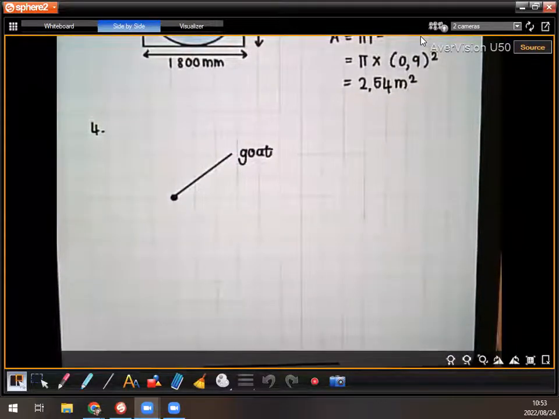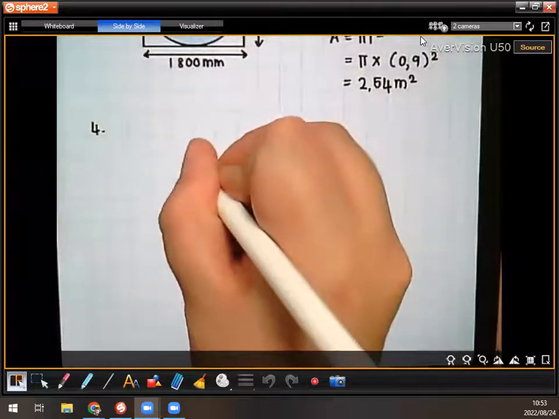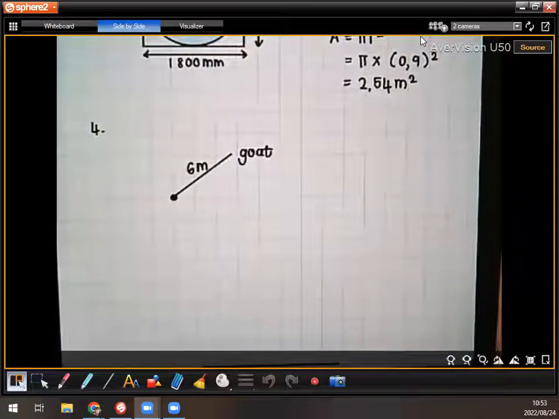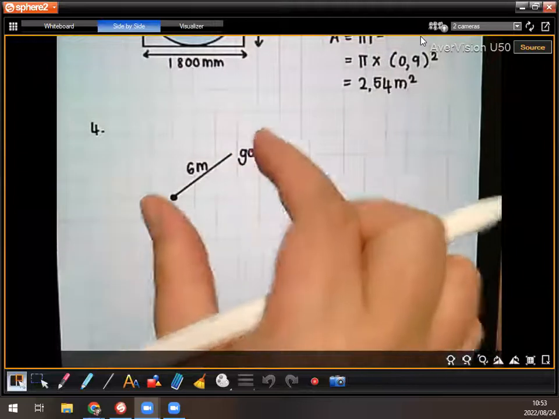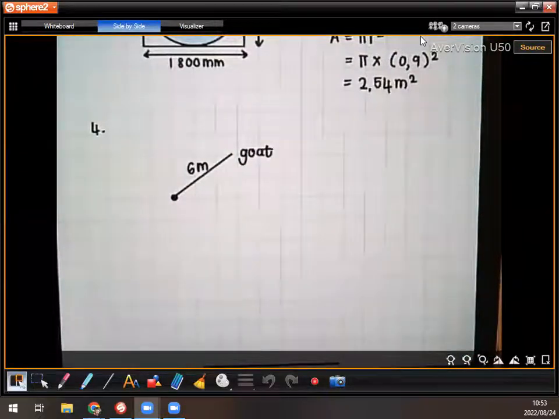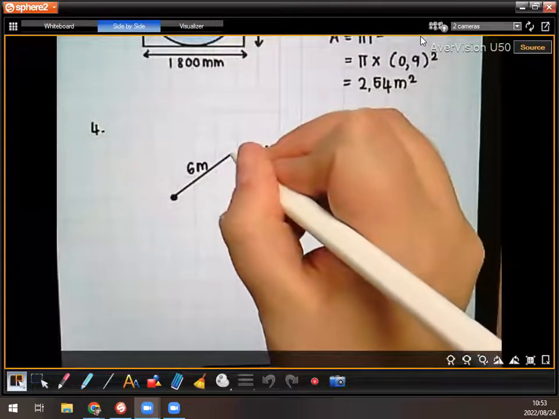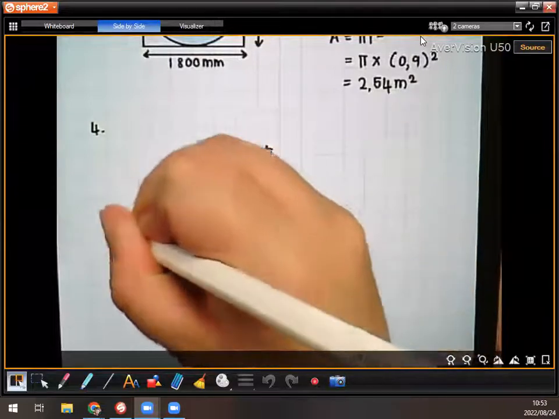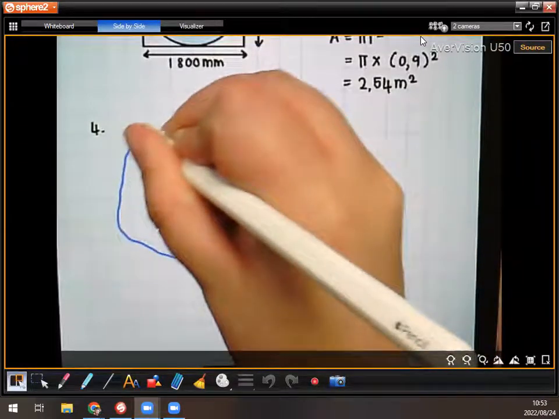Then they say the rope measures 6 meters. That's the length of the rope. Calculate the area of grass that the goat can reach to the nearest meter square. Now guys, if the rope is stretched out, it's 6 meters. Do we agree that the goat can eat all around that? Sorry, that's the worst circle I've ever done in my life.